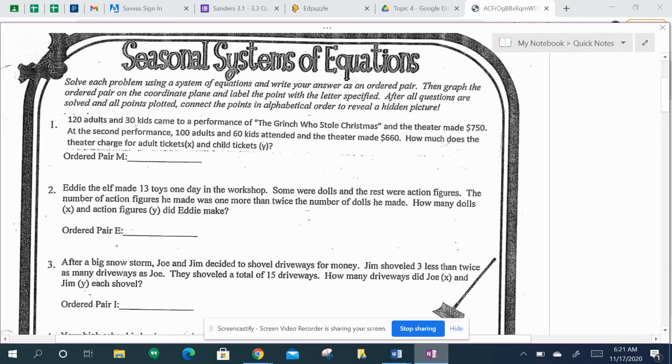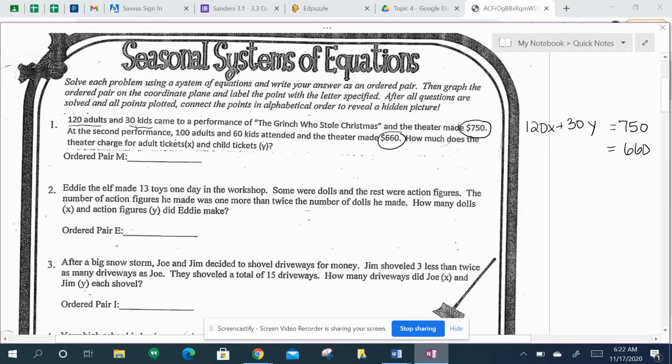And so the first thing I notice is I see two totals. So I see a total of 750 and a total of 660. So when I write my two equations, those are going to be the two equals parts. So then I'm going to say, what made up the $750? Well, it says 120 adults and 30 kids. And means plus. So I'm going to say 120 times x because I don't know what the adult ticket costs were, plus 30 times y. Again, I don't know what the child ticket costs were, equals $750.